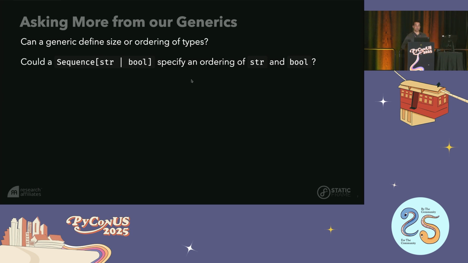Could, for example, we specify, instead of just being able to specify that we have a sequence of the union of string or bool, we have both string and bool in a sequence, could we specify a specific ordering of string and bool in a sequence?